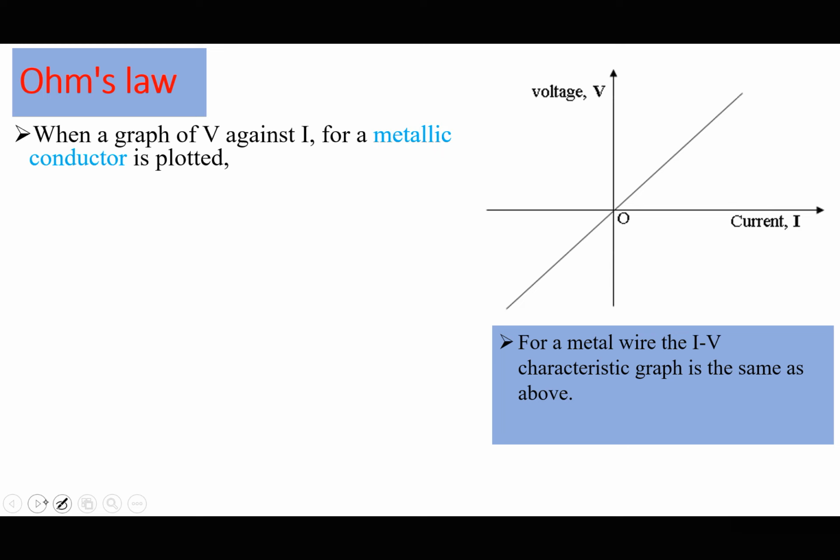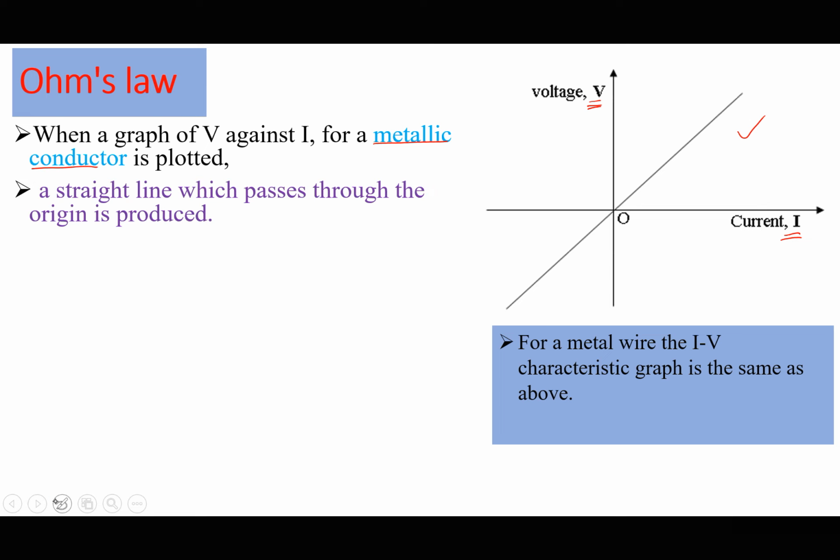So if we plot a graph of V against I for a metallic conductor, from the circuit we have just seen previously, we would expect to get a straight line like this one. Why? Because for a metallic conductor, the potential difference across the conductor is directly proportional to the current. So a straight line through the origin is going to be produced if we consider a metallic conductor or a metal wire.